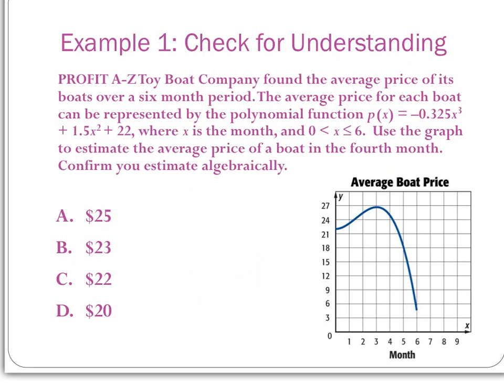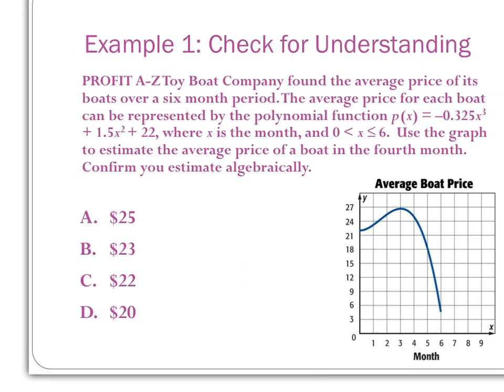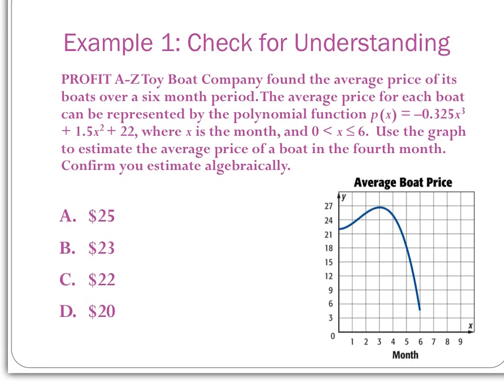In example 1, check for understanding, you have A to Z Toy Boat Company, and they found the average price of its boat over a 6-month period. And the average price for each boat can be represented by the polynomial function P of x equals negative 0.325x cubed plus 1.5x squared plus 22, where x is the month, and the month is between 0 and 6, not including 0, but including 6. So we started at x equals 0, and then we ended at 6.